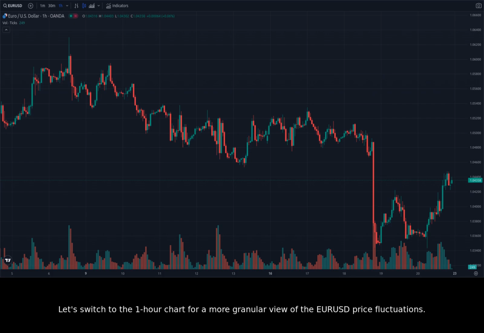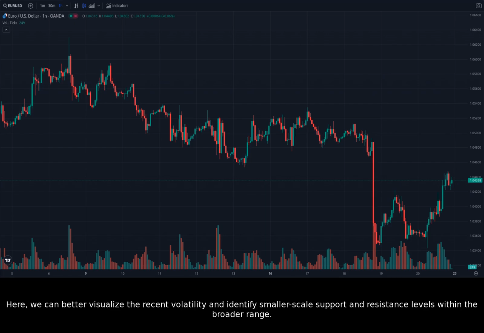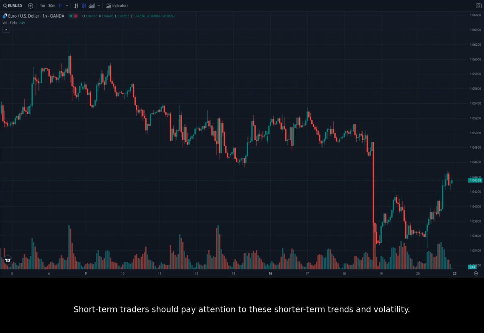Let's switch to the 1-hour chart for a more granular view of the EURUSD price fluctuations. Here, we can better visualize the recent volatility and identify smaller-scale support and resistance levels within the broader range. Notice how the EURUSD retraced slightly after its recent surge, suggesting profit-taking or a temporary pause in the upward momentum. Short-term traders should pay attention to these shorter-term trends and volatility.